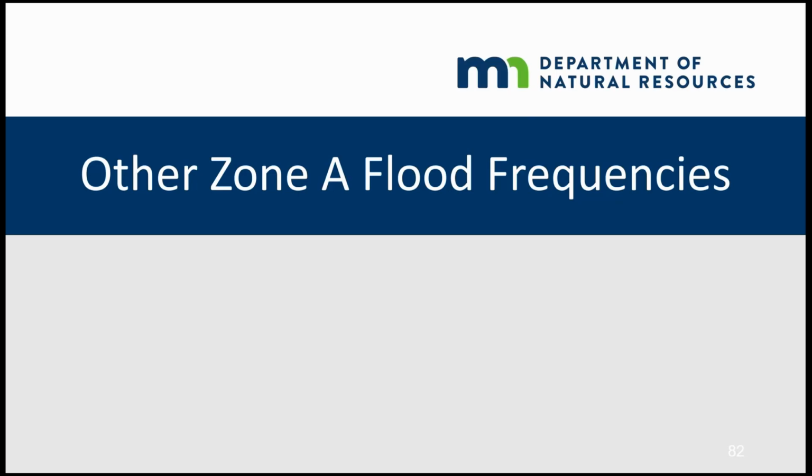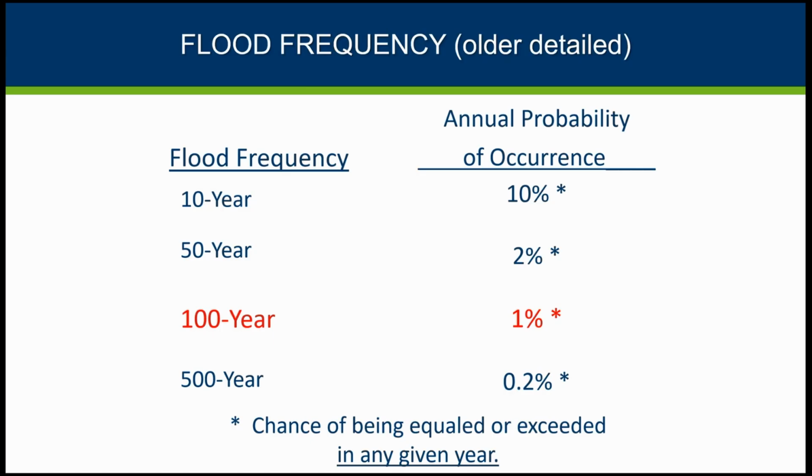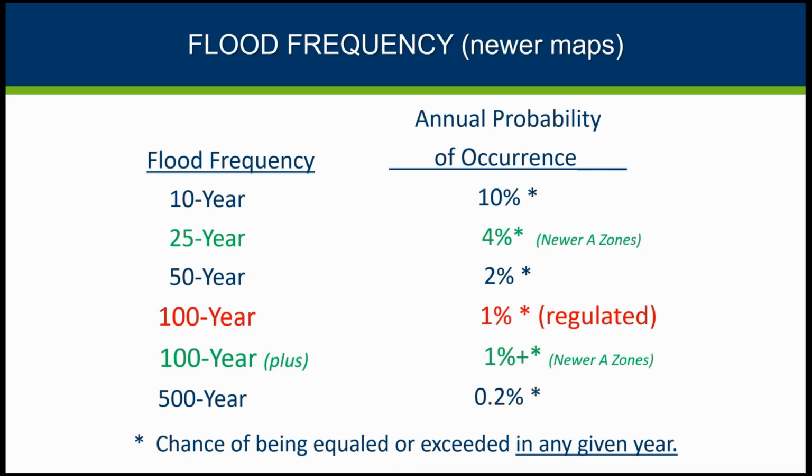So, and then talking about just a few other frequencies that we have. When there are detailed studies, traditionally the calculations that have been done for the 10-year, 50-year, 100-year, 500-year, of course the 100 years are regulatory, but we get that other data. More recent updates, they've also included the 25-year and something called the 100-year plus, which we won't get into here, but be aware that even in A zones, we're getting those other frequencies.